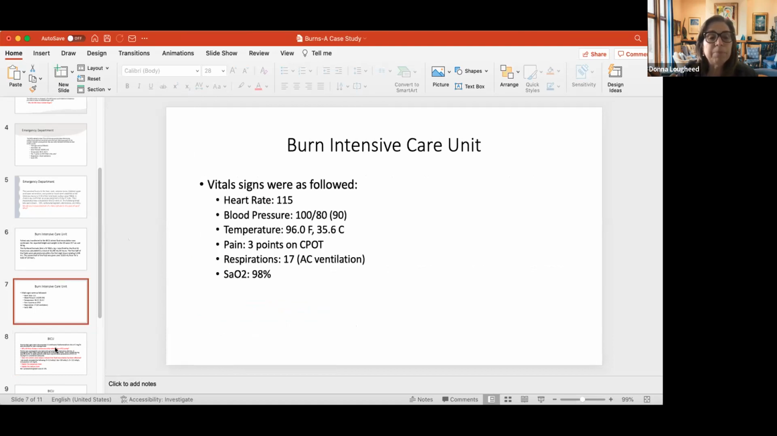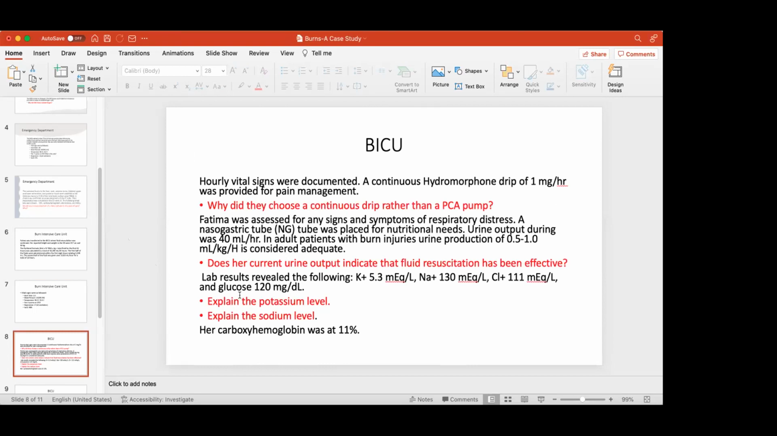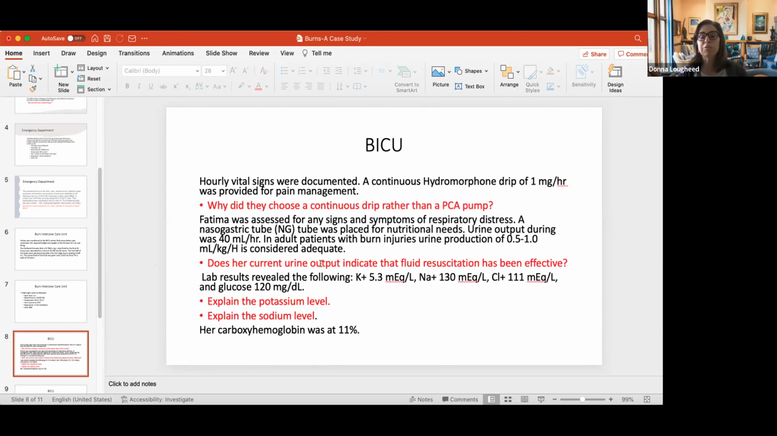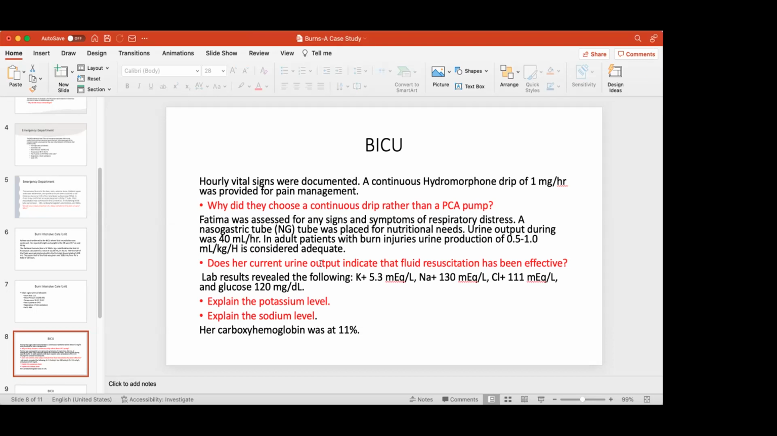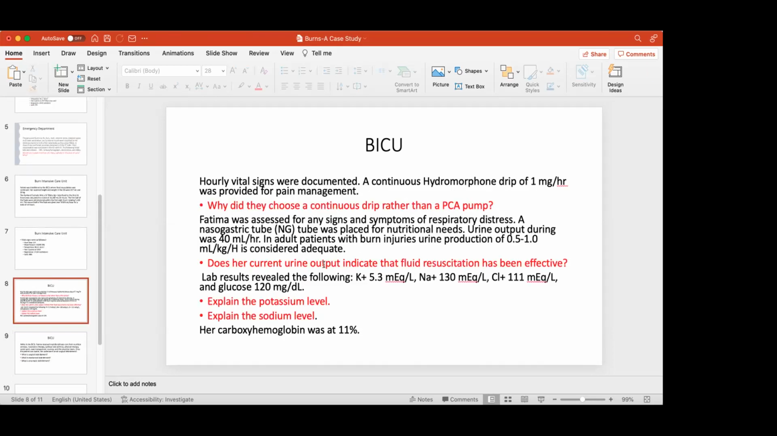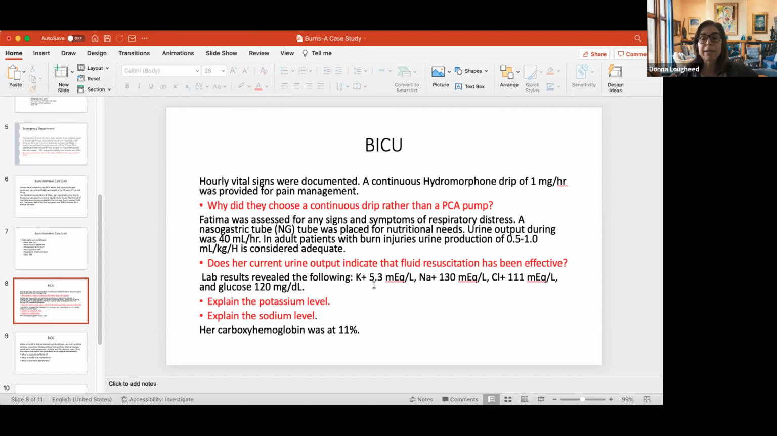50 kilograms, right? So she was 50 kilograms. And so if we take the higher limit of 1, she should be putting out 50 milliliters an hour of urine. Is she putting out enough urine? Is that accurate? Is resuscitation effective? No, I think she probably needs more. So let's look at lab results. We have a high K and a low sodium. Remember, these are the things you've got to remember, your K and your sodium. So explain that K level.